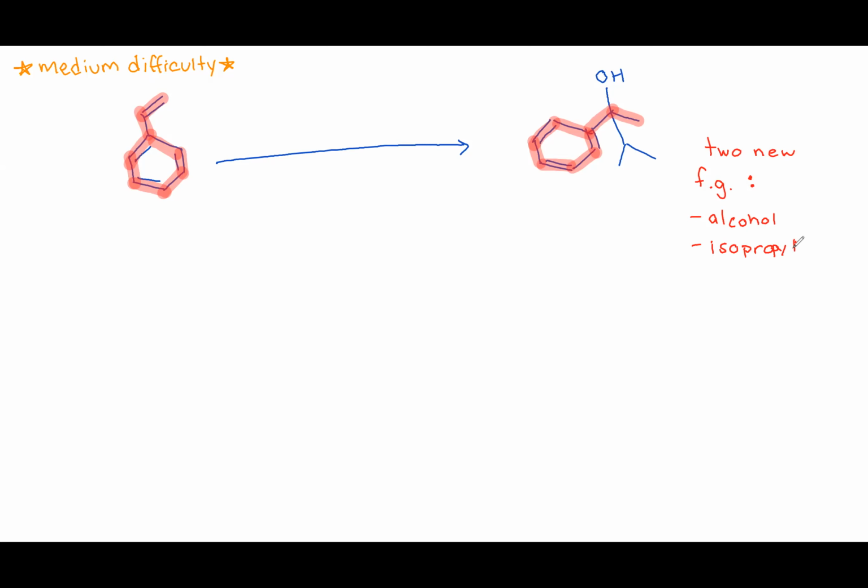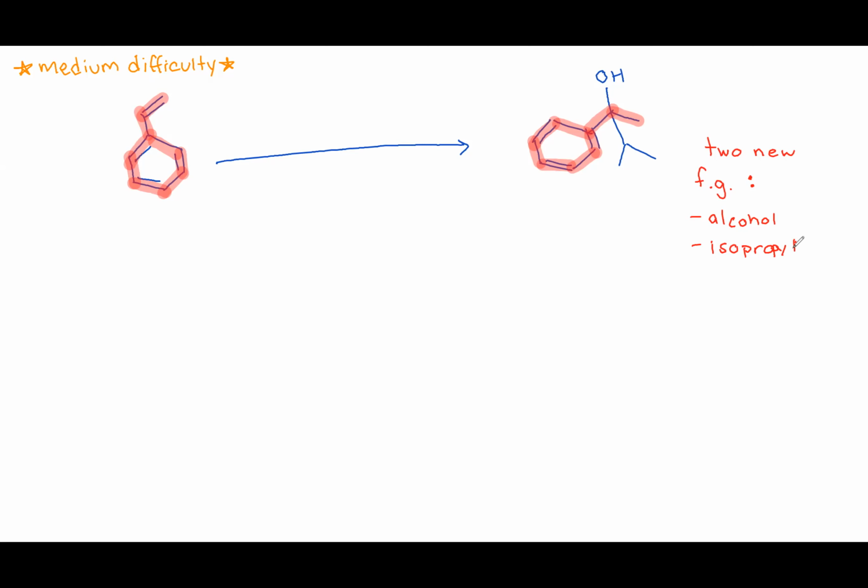So I know that I have an alkene, and do I know how to convert from an alkene to an alcohol? Yeah, there's a lot of reactions that allow me to convert from an alkene to an alcohol. Do I know how to convert from an alkene to an isopropyl? No, not really. So overall, it would probably be easiest to start with my starting material and to go from that alkene to an alcohol.